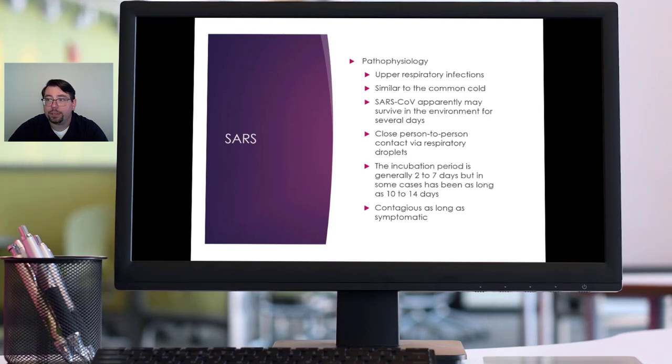The pathophysiology was an upper respiratory infection similar to the common cold. SARS-CoV apparently may survive in the environment for several days. It's been recognized that close contact and proper hand washing are going to help minimize that spread. The incubation period was anywhere between 2 to 7 days, but in some cases lasted up to almost 2 weeks. We knew that patients were most contagious as long as they were symptomatic. Again, that's one of the differences between where we are now with COVID and SARS.